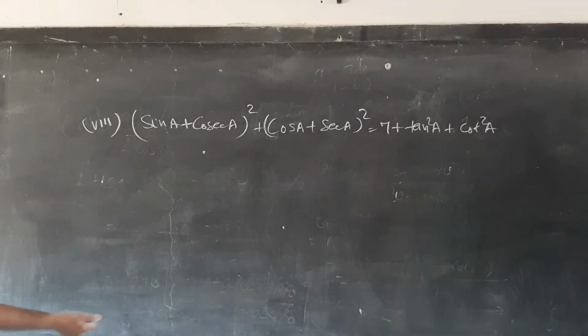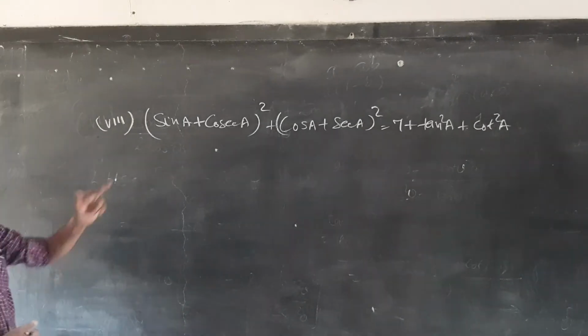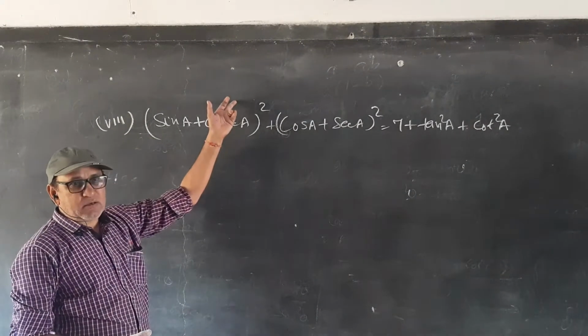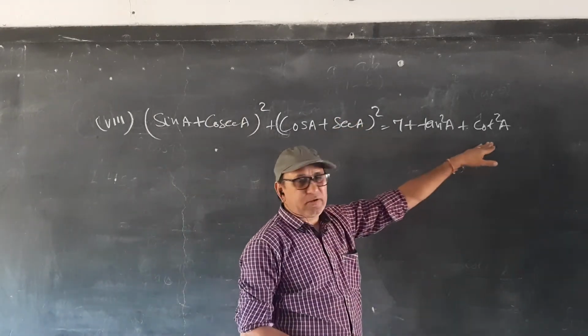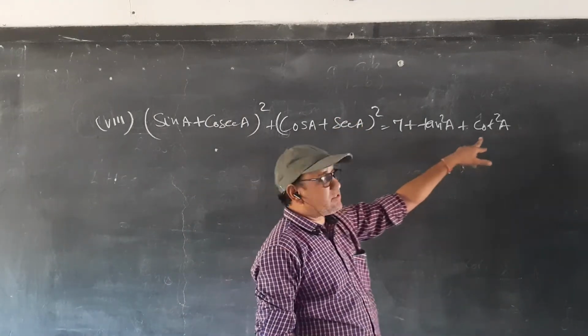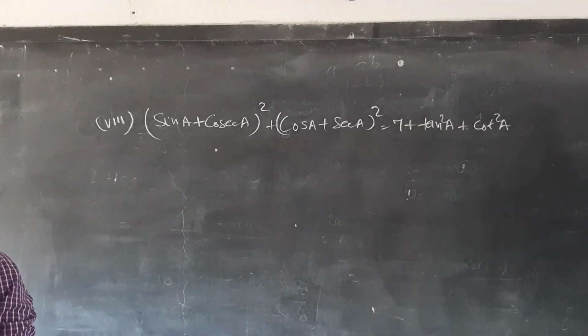Then see the next question. Question number 8. Sin a plus cosec a whole square plus cos a plus sec a whole square, and this thing we have to get 7 plus tan square a plus cot square a. Okay? Then how to start first of all? What do you think about it?